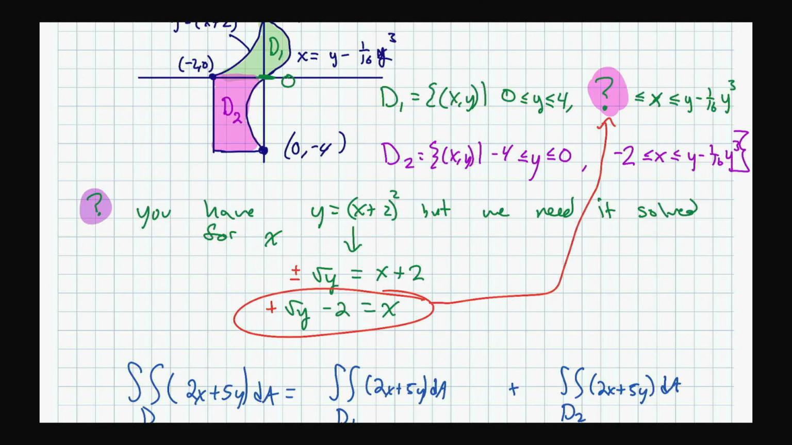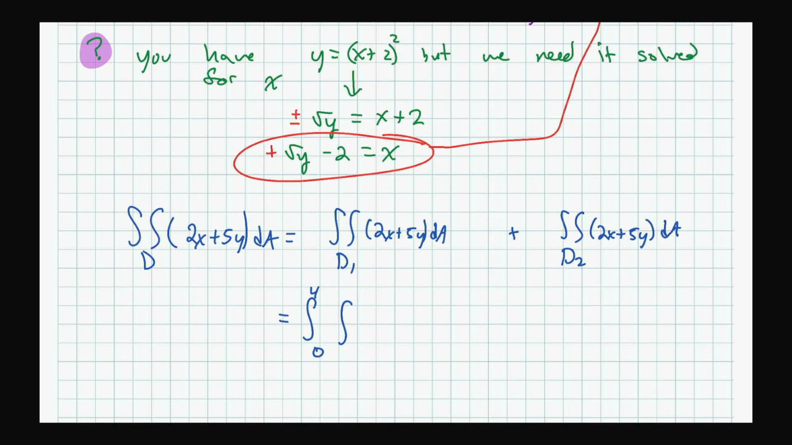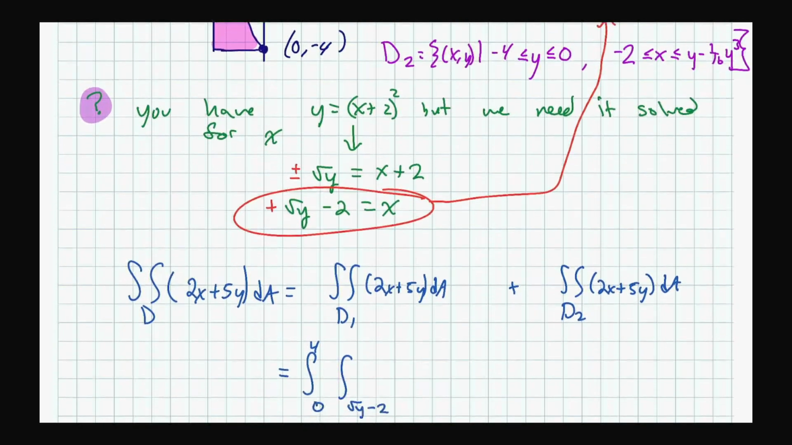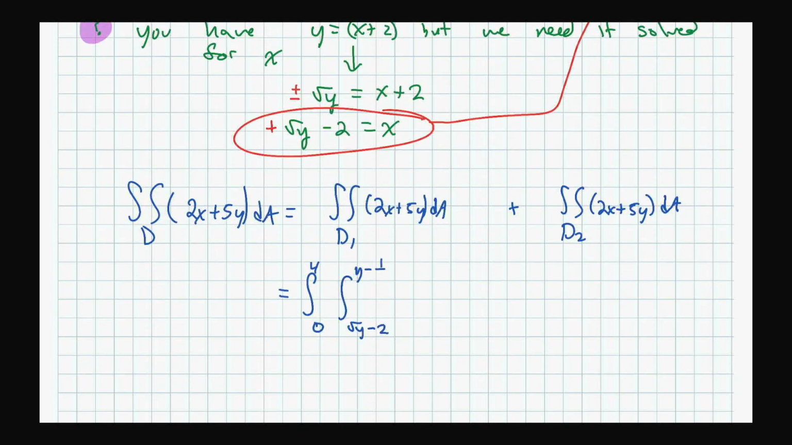The other integral is going to be between y minus 2 on the bottom, and the top curve is y minus 1/16 y cubed, and then you've got your 2x plus 5y, and it's a dx and then a dy.